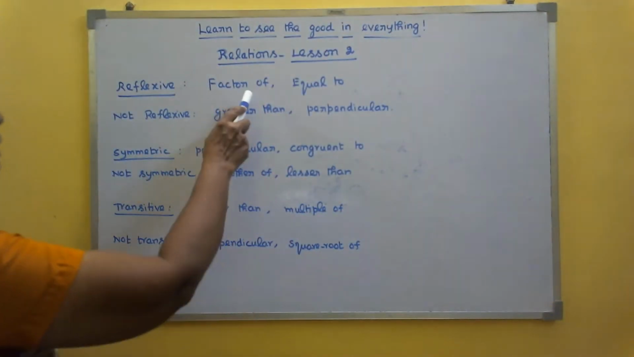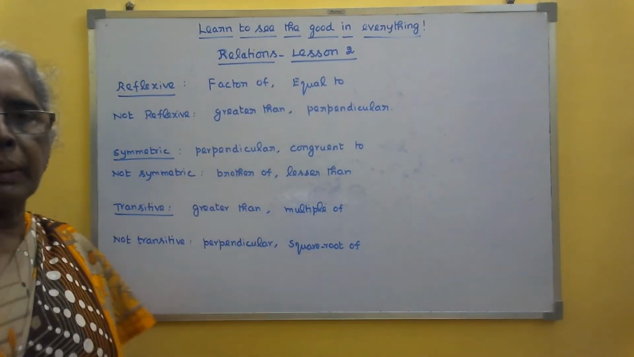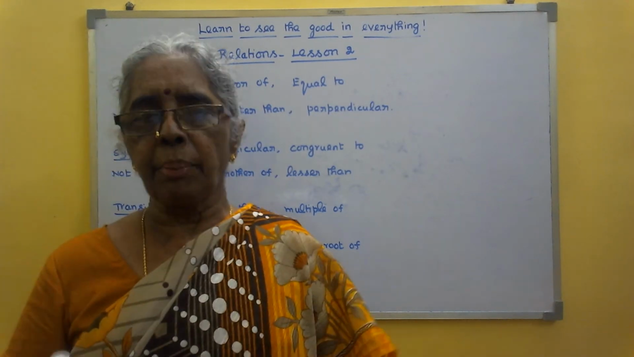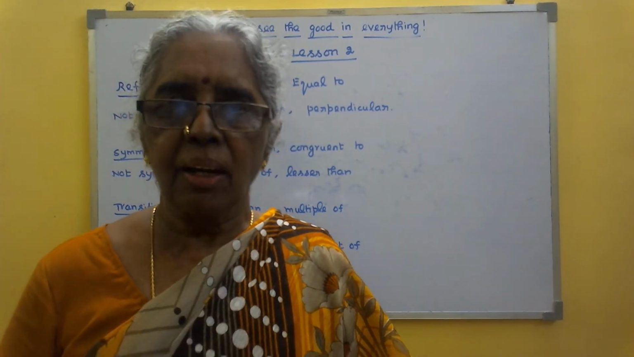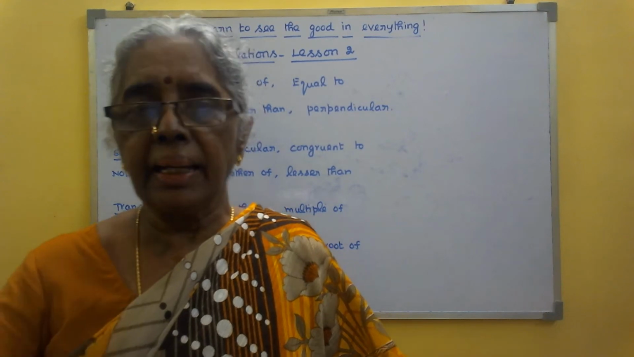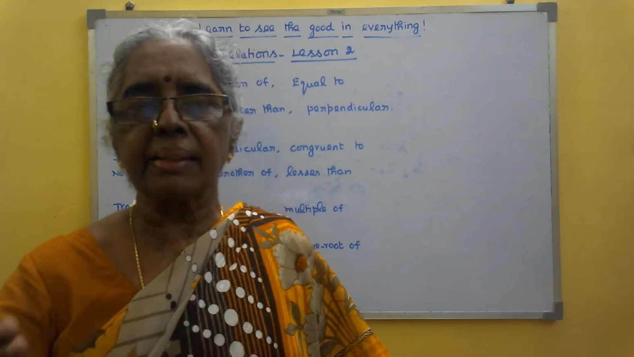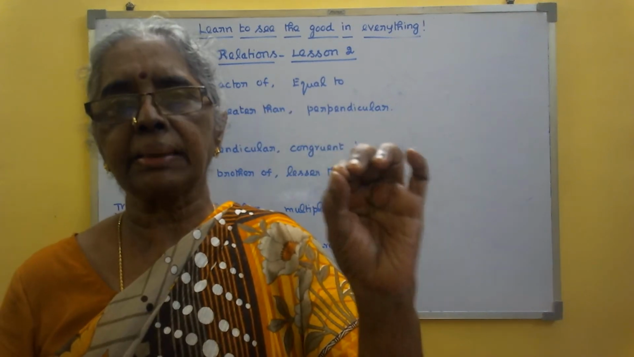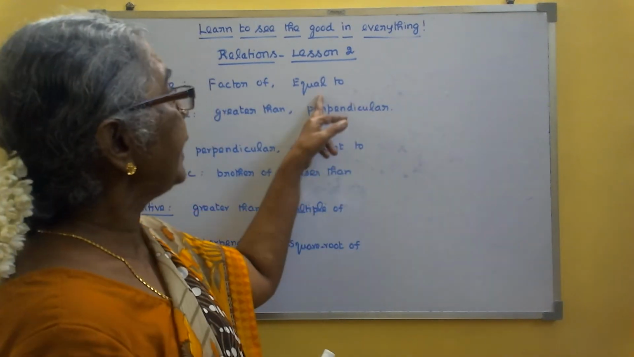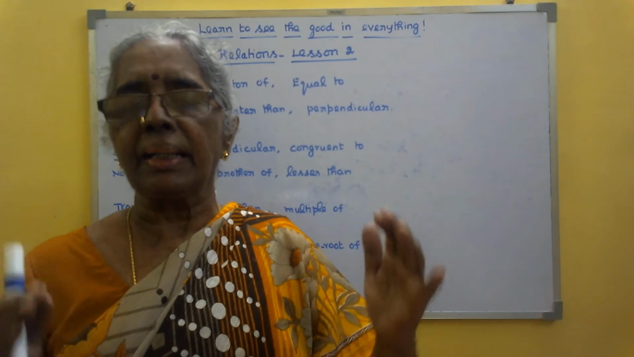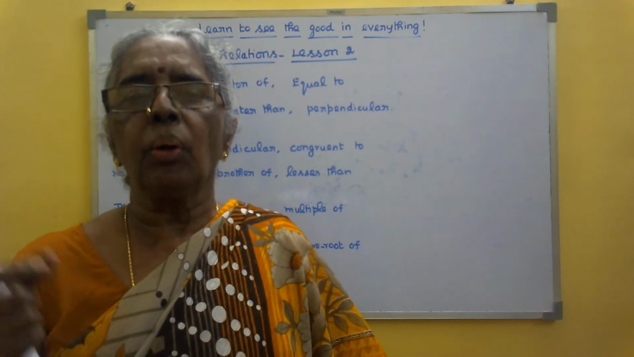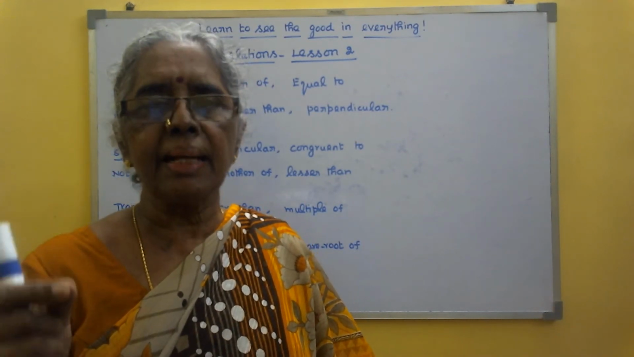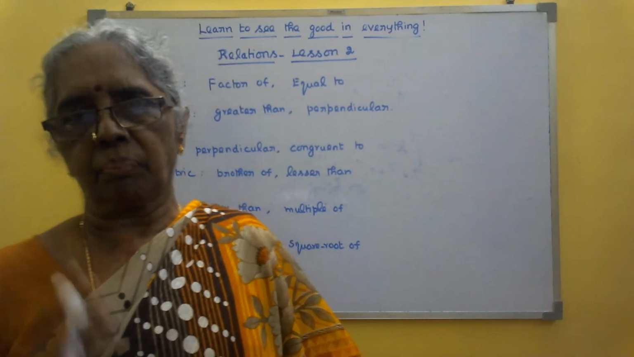Now you consider factor of and equal to. Any number is a factor of itself, isn't it? 5 is a factor of 5. 9 is a factor of 9. 8 is a factor of 8. So, factor of is a reflexive relation. Equal to. Any number is equal to itself. So, equal to is a reflexive relation.